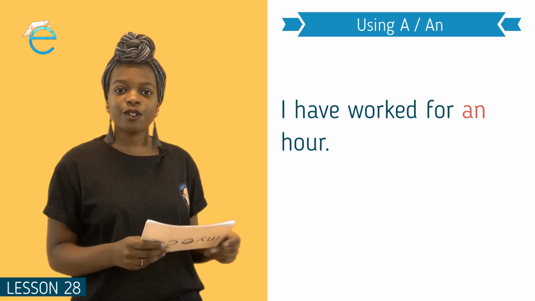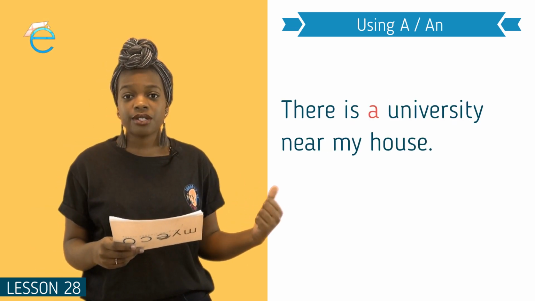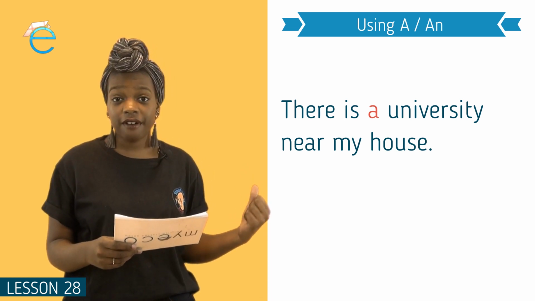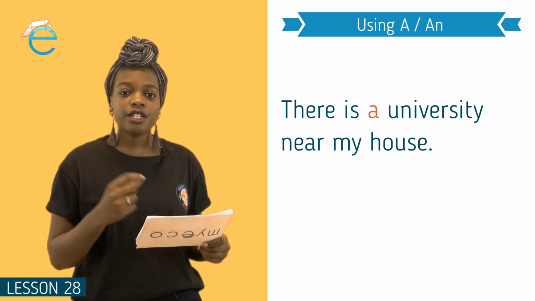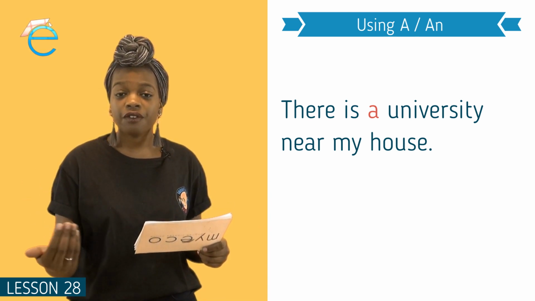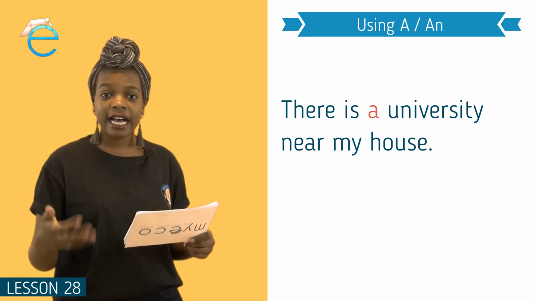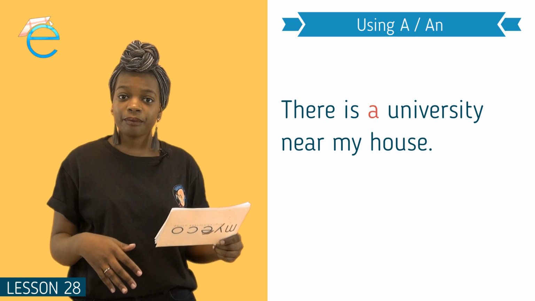The same thing goes for our next example. There is a university near my house. Now university starts with a vowel, so that means we should be using an. But listen to the sound of university. It's not "uh-niversity", it's "you-niversity". And because it has a sound that isn't like a vowel, we're going to use a.